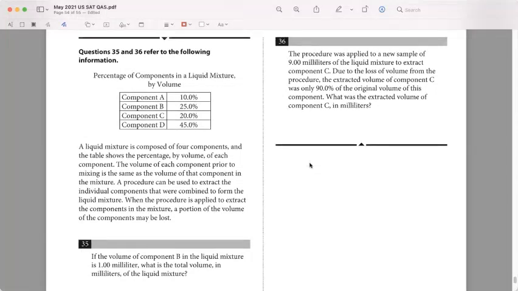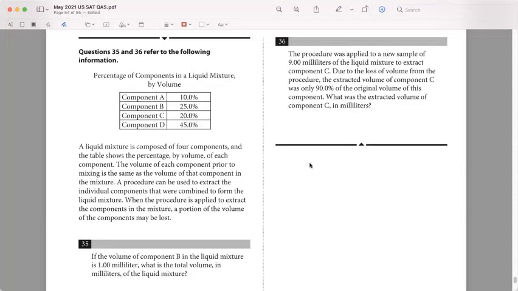35. A liquid mixture is composed of 4 components, and the table shows the percentage by volume of each component. The volume of each component prior to mixing is the same as the volume of that component in the mixture. A procedure can be used to extract the individual components that were combined to form the liquid mixture. When the procedure is applied to extract the components, a portion of the volume of the components may be lost.